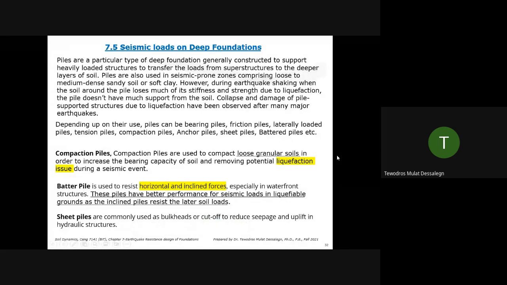So still we are in chapter 7, and it's a live recording for the soil dynamics class at BIT. This section 7.5 is seismic loads on deep foundations. Yesterday we saw the shallow foundations and design considerations, especially for the pseudostatic approach.